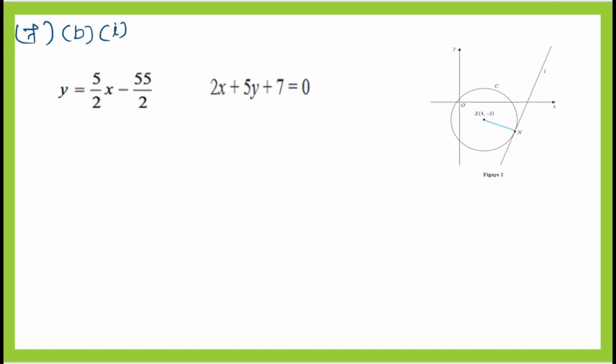Next attempt to calculate the coordinates of n. For this, just try to simplify the equations of L and xn. Just substitute the y value in second equation. That is 2x plus 5 times 5 by 2x minus 55 by 2 plus 7 equals 0.